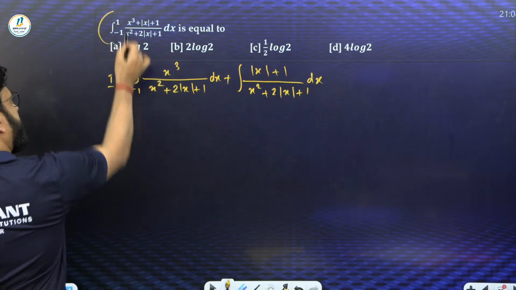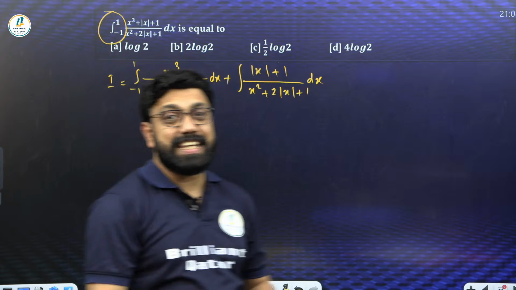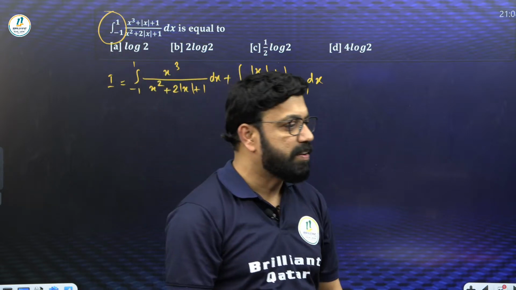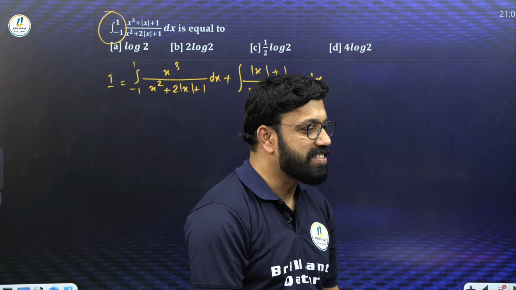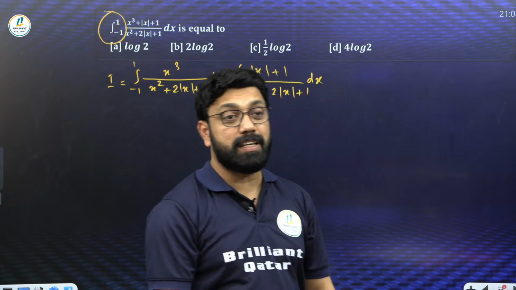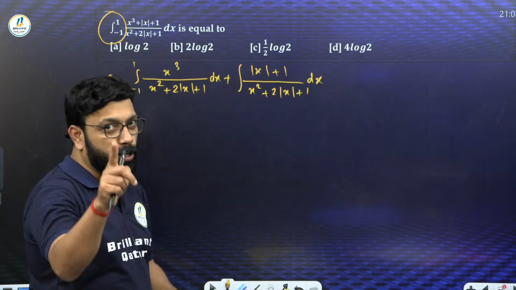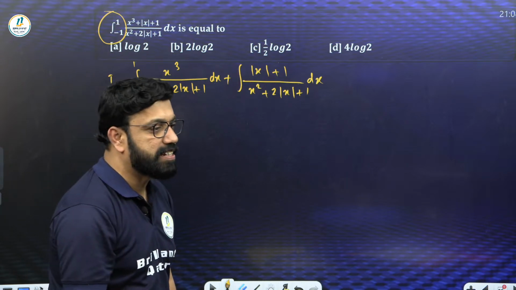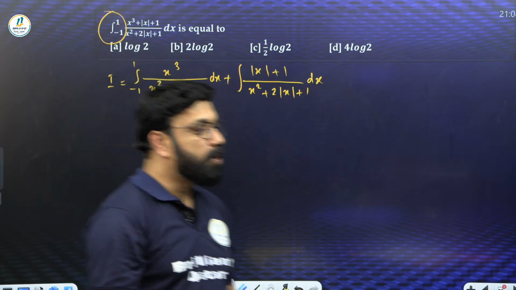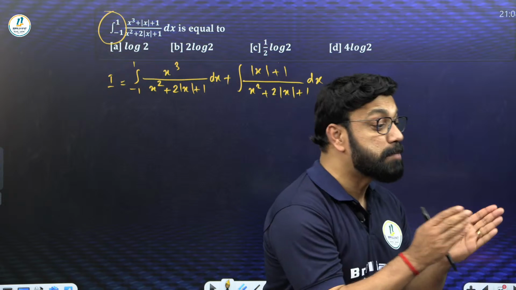I told you many times today itself, minus a to a, here minus 1 to 1 is coming. We want to check the property, even or odd. Odd, we directly write 0. Even, we write 2 times of 0 to a. Correct? Both are coming, that's why I split it there.